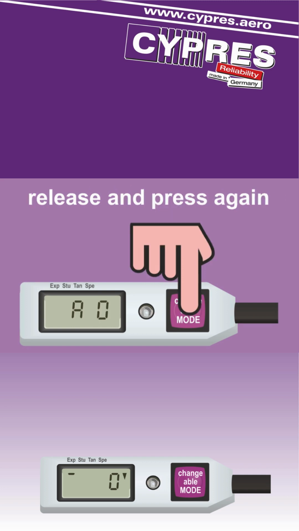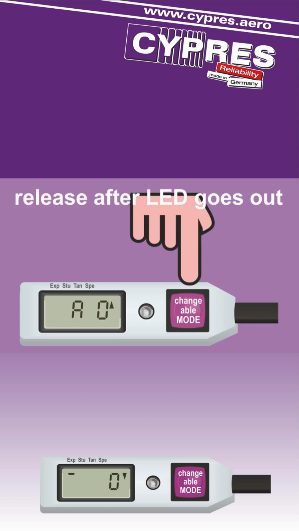The red LED lights up. Release the button as soon as the LED goes out. Now the display shows the sequence A0, A1, A2, and so on until A9. Press the button when the desired setting appears. Your CYPRES will now turn off.